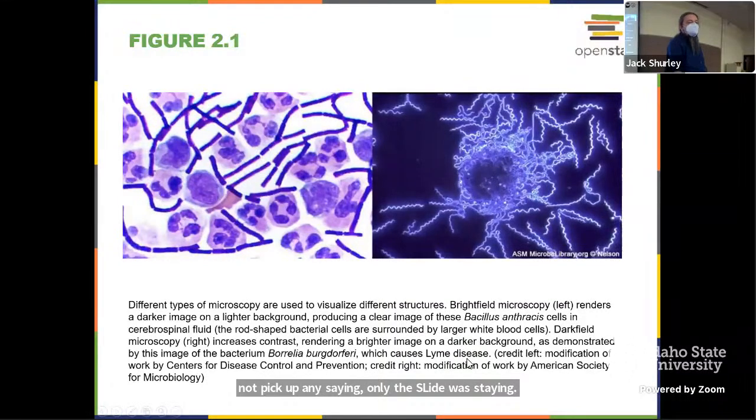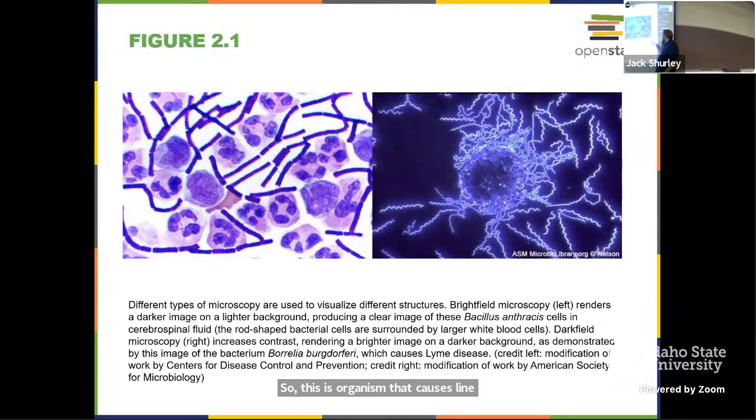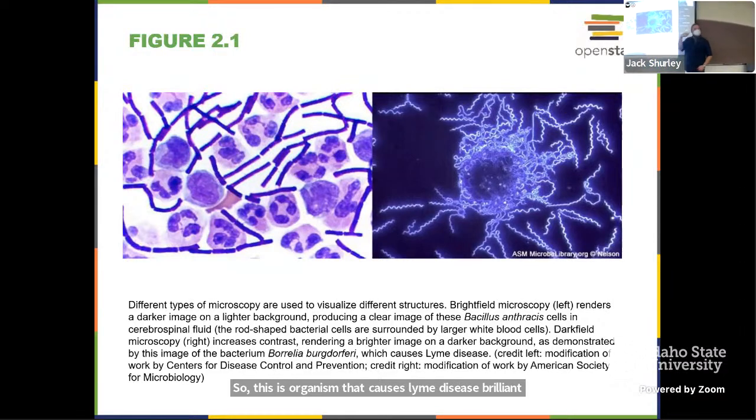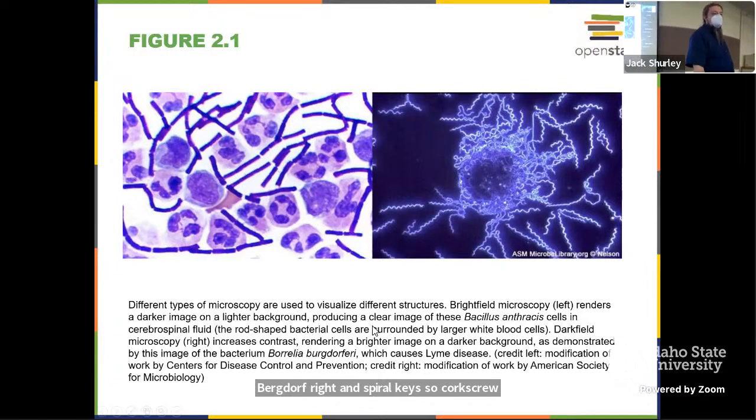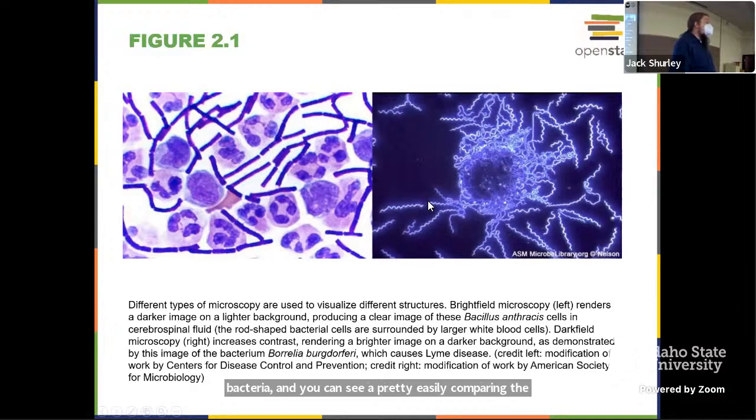So this is the organism that causes Lyme disease, Borrelia burgdorferi, and spirochetes, so corkscrew-looking bacteria. And you can see pretty easily comparing the two, morphologically, they are different, right? You also can't tell just based off of this that we're looking at Borrelia, right? We know we're looking at a spirochete, but that's all you get from that.